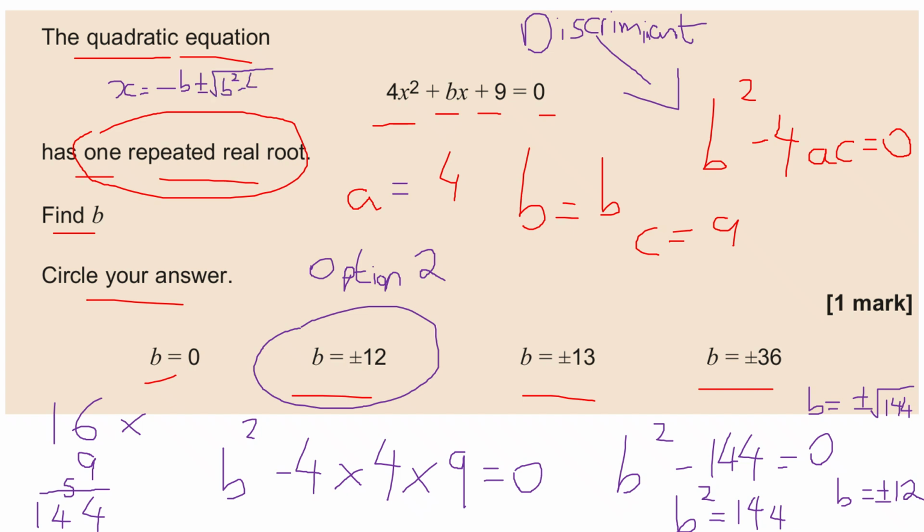If we can't obviously factorize here or complete the square, but remember, if it has no real roots, then the discriminant is less than 0. If it has two distinct real roots, it's greater than 0. But if it has one real repeated root, it's equal to 0. Okay, so remember that for your exam.